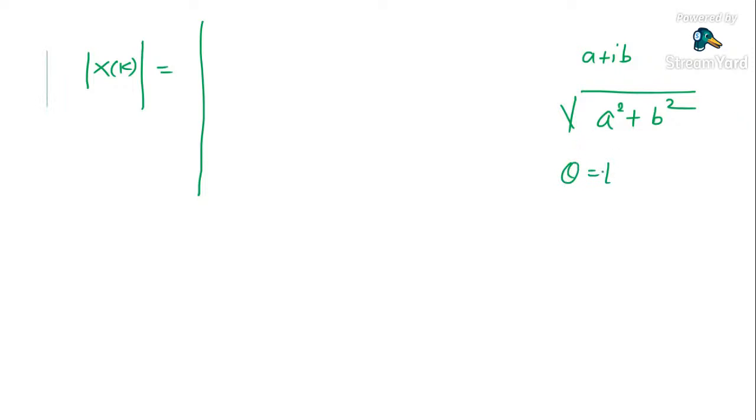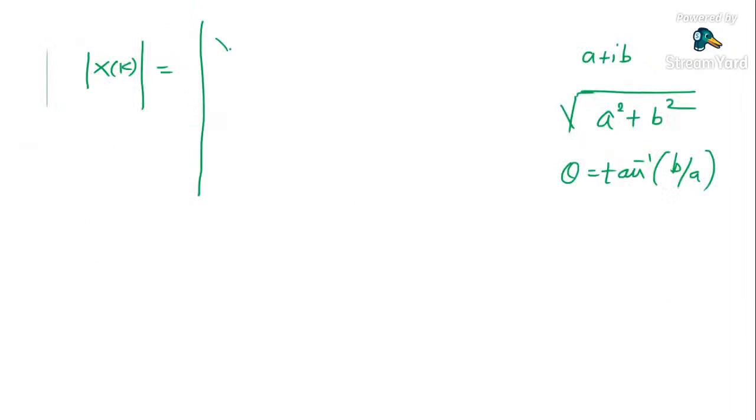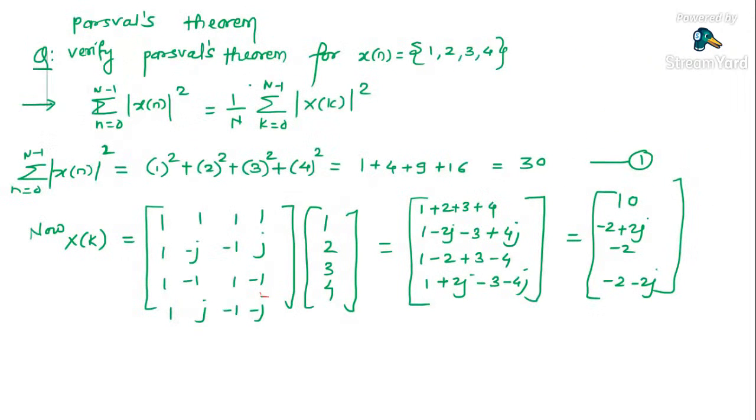Theta is equal to tan inverse of b by a. This is nothing but how the magnitude and the angle will be calculated. So we are calculating the magnitude: for 10, it is square root of 10 square. Next number is minus 2 plus 2j.